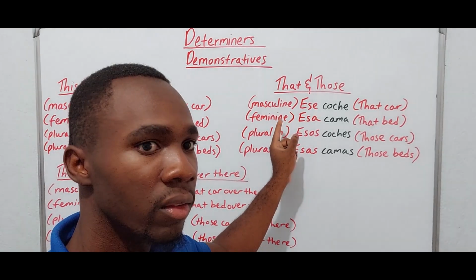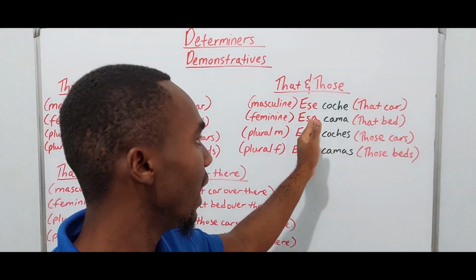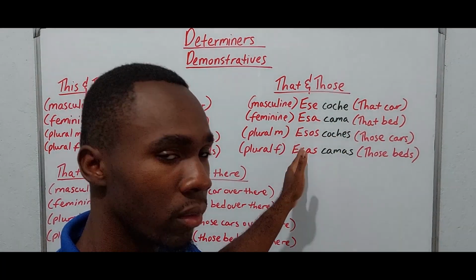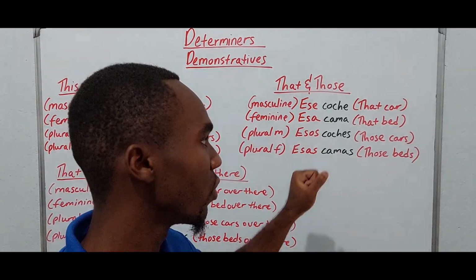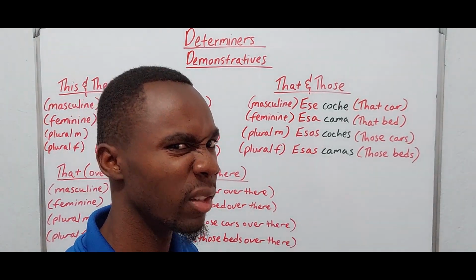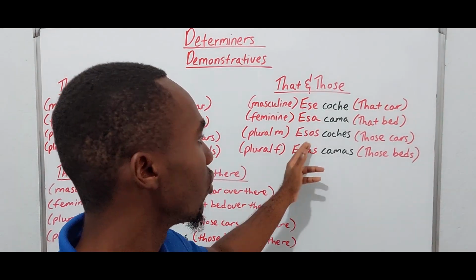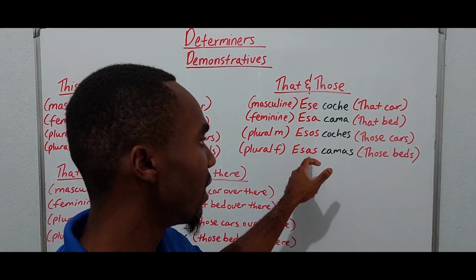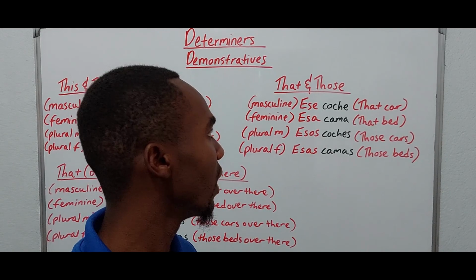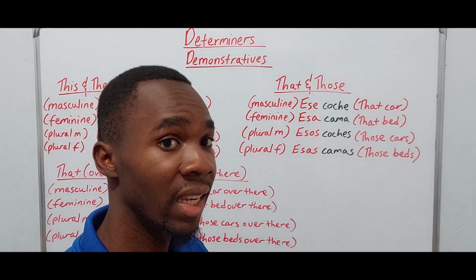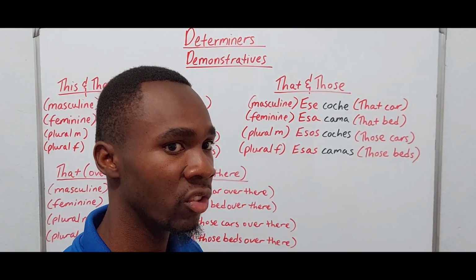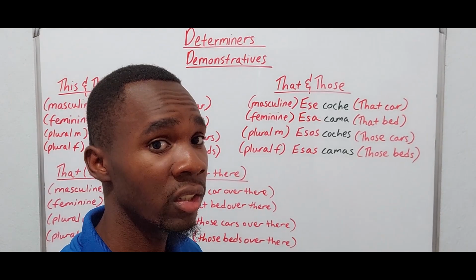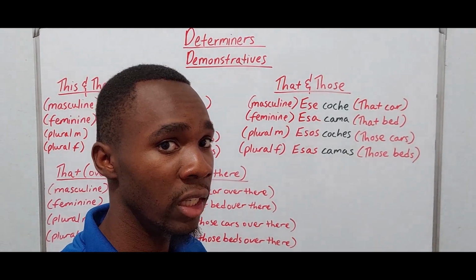The feminine singular, that would be esa cama, that bed. The plural masculine would be esos. You notice the masculine plural always has a little bit of a difference. Esos coches, those cars. Plural feminine, esas camas, those beds. So that in Spanish would be ese or esa, and those would be esos or esas. And of course, those are going to depend on the gender and the number of the noun.